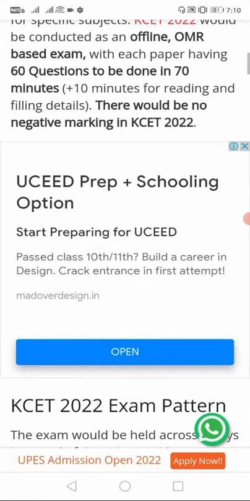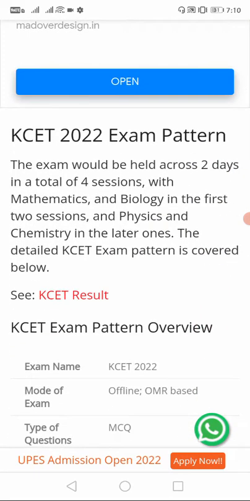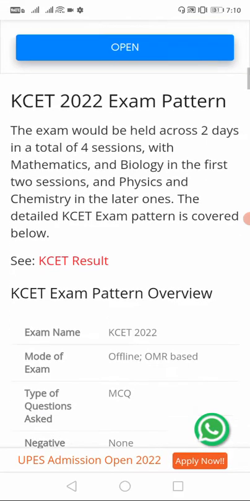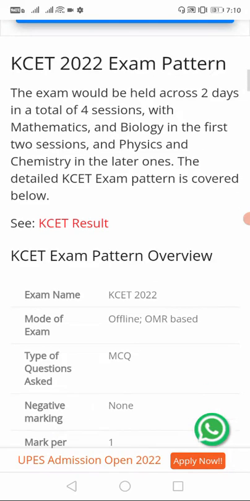And very important, there is no negative marking in KCET 2022. So far they have not had any negative marks, and this time also they are not having any negative marks. So how is the exam paper pattern? It is held across 2 days, total 4 sessions, with mathematics and biology on the first day, the first 2 sessions. Next, physics and chemistry on the next day. The detailed KCET exam pattern is covered below.